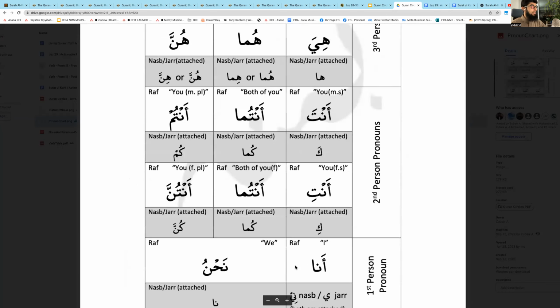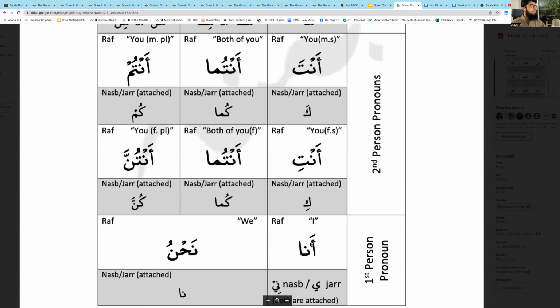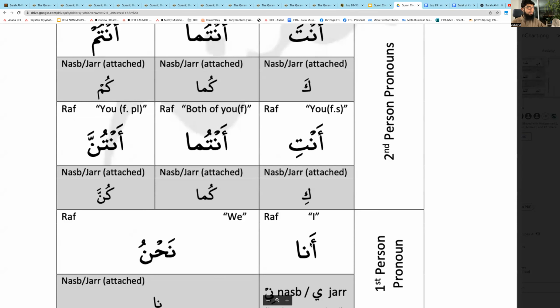Let me explain this. If the person is doing an action, you will use ana. So for example, in Surah Al-Kafirun: لا أعبد ما تعبدون ولا أنا عابد ما عبدتم. So ana for I.